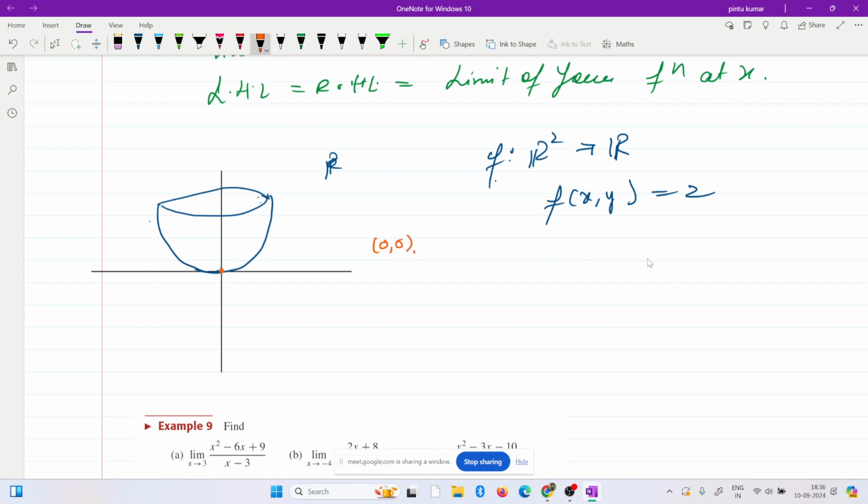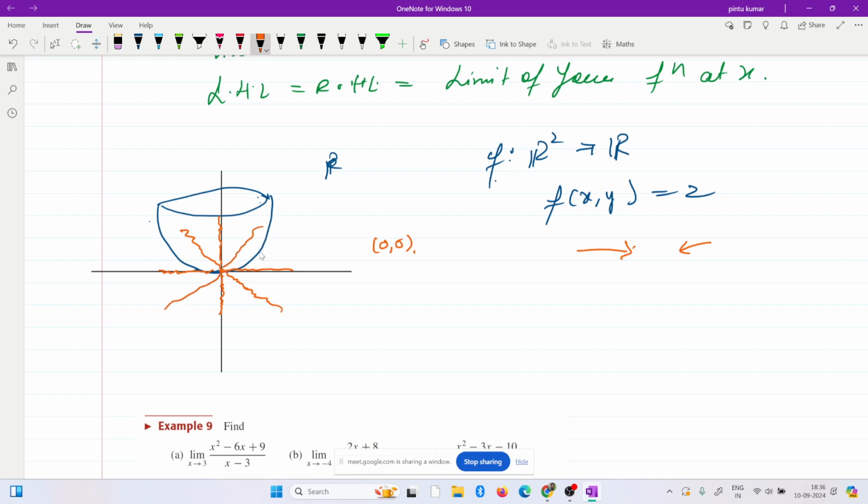Okay. So in two dimensions, I had only two paths to approach x. One was from the right hand side, one was from the left hand side. Now when you have a two-dimensional domain, you can, let's say, approach this point via the x-axis. Also, you can approach this 0, comma 0 via the y-axis, from the negative direction of the y-axis, from the negative direction of the x-axis. Also, you can approach through any random path going to 0, comma 0, right? So you have infinitely many paths, okay?